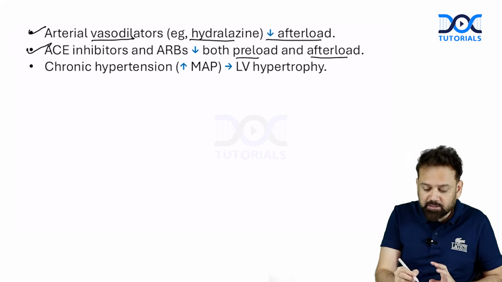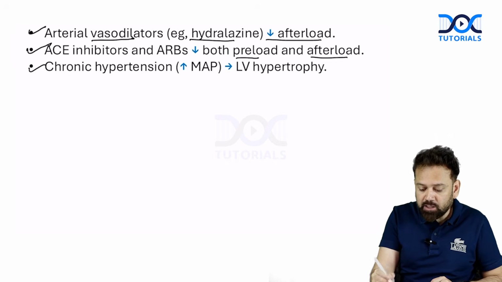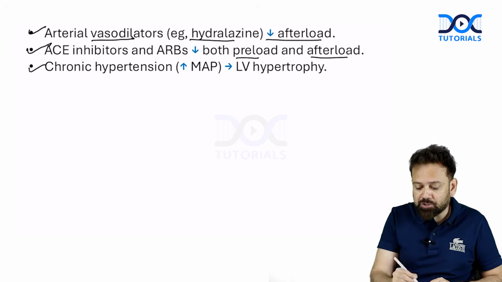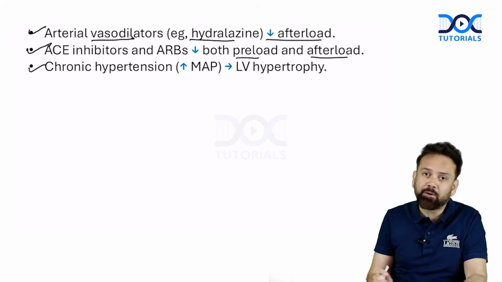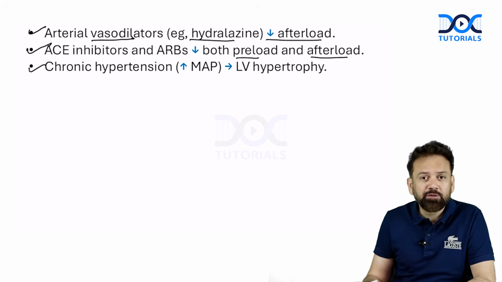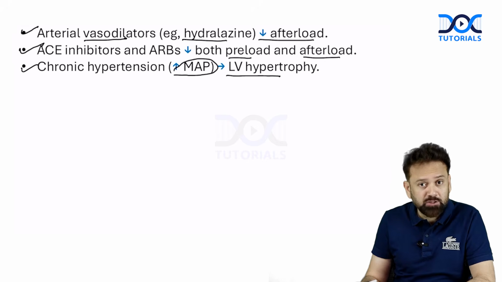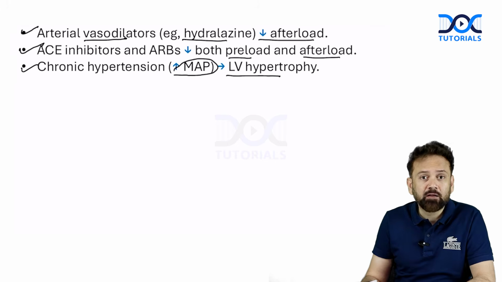And already we have discussed if there is chronic hypertension. Now this is a summary. If there is a chronic hypertension, there will be increase in the mean arterial pressure, and that will cause left ventricular hypertrophy. It is a very common finding. So those who are having hypertension chronically and they are not taking medicines, okay, if you do the X-ray or if you do ECG also, you will get left ventricular hypertrophy.